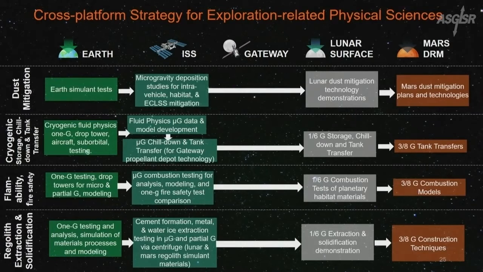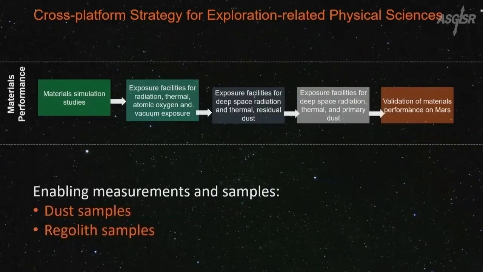In the physical sciences area, the lunar surface, of course, is important for us to study dust mitigation. We know a significant amount about the lunar dust. Mars dust, which is different in composition and consistency, still is something we need to work on and mitigate. We have the cryogenic aspect of the research, as I mentioned earlier, but we also are going to be doing research in flammability, and also understanding extraction of resources from the regolith.